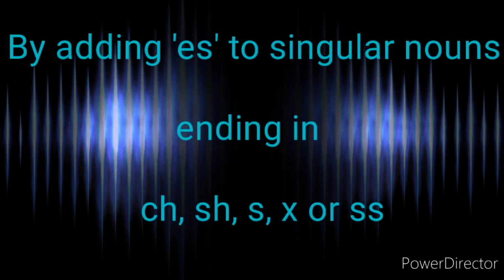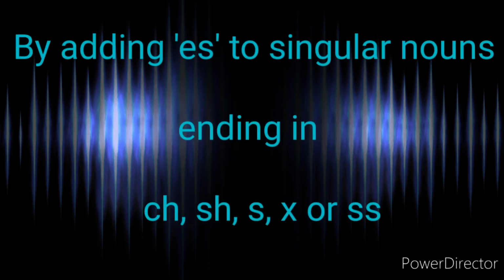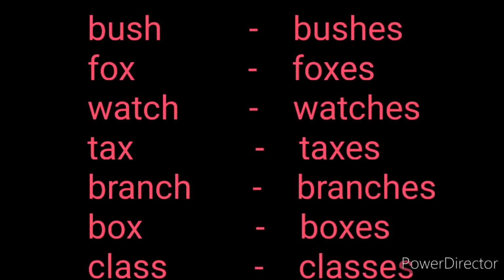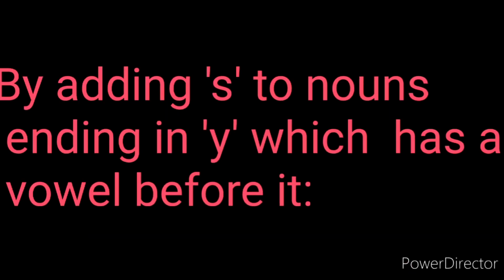By adding es to singular nouns ending in ch, sh, s, x or ss. Examples: bush, bushes. Fox, foxes. Watch, watches. Tax, taxes. Branch, branches. Box, boxes. Class, classes.